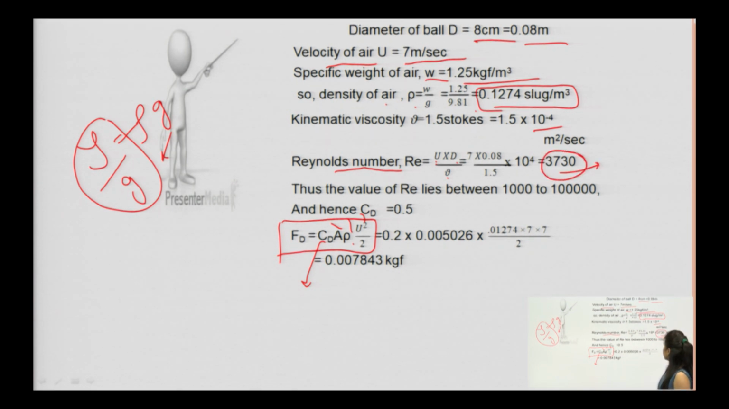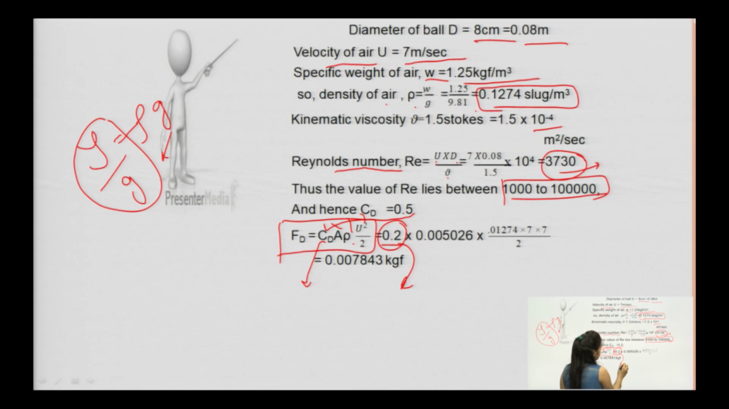Since the Reynolds number is 3730, that is, it lies between 1000 to 1 lakh, you can check from the range, Reynolds number lying between 1000 to 1 lakh, you will be taking CD as 0.5, or coefficient of drag will be considered as 0.5. So, we will be calculating with CD as 0.5.